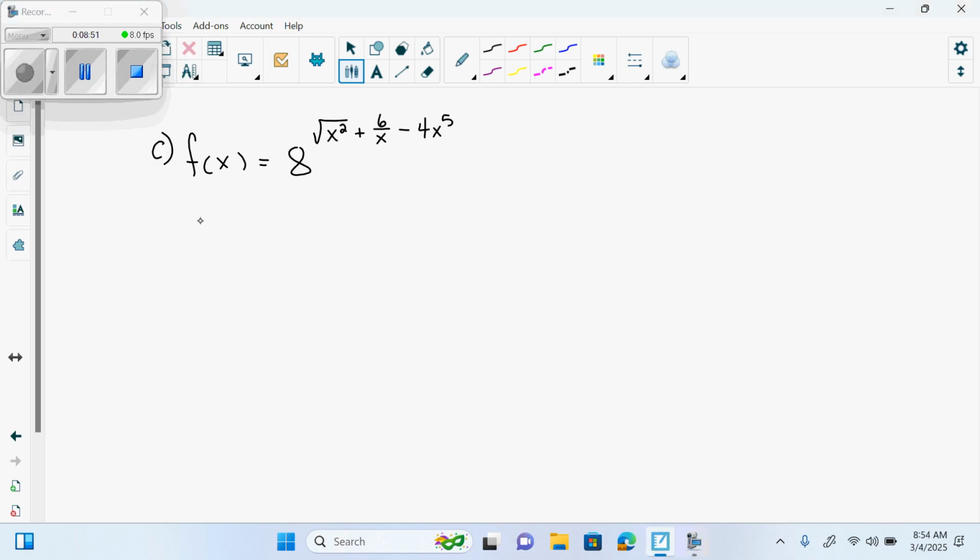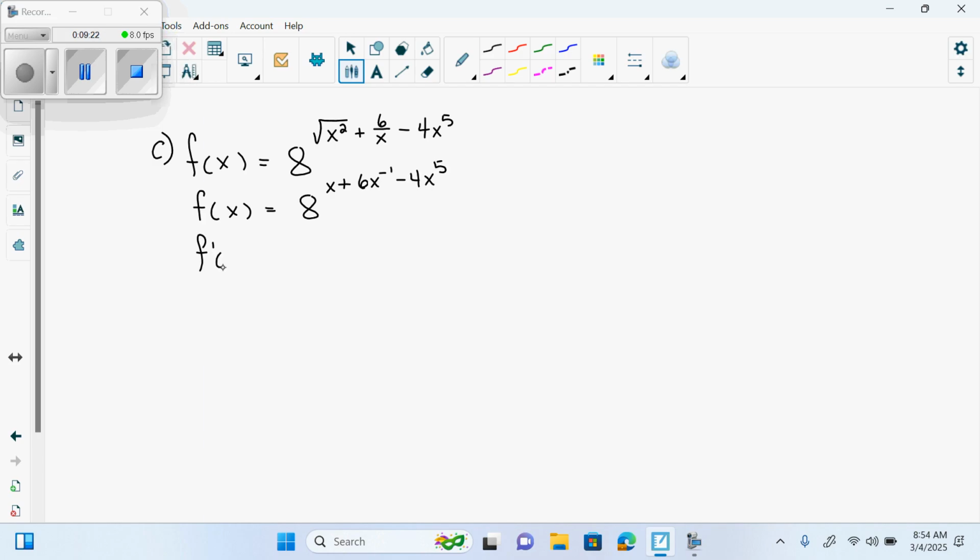So I'm going to rewrite the exponent in a form I can use. Remember, if you have radicals, you always write them as rational exponents. And if you have denominators with x in them, you write them up as a numerator. Now you have to do the quotient rule. So here we get x squared over 2, which is just x, plus 6x to the negative 1 minus 4x to the 5.